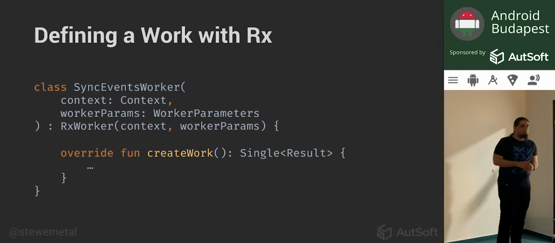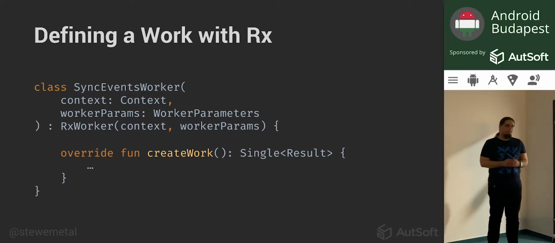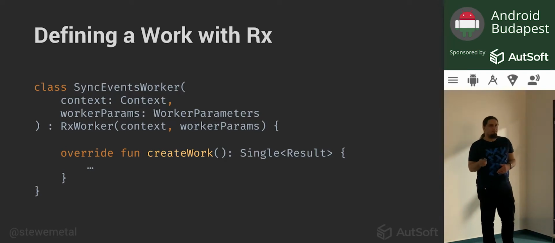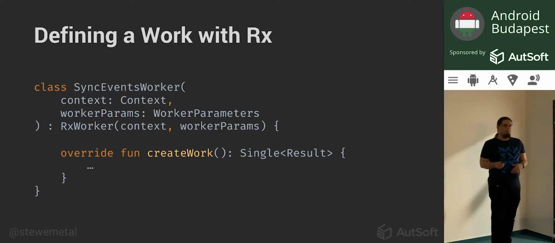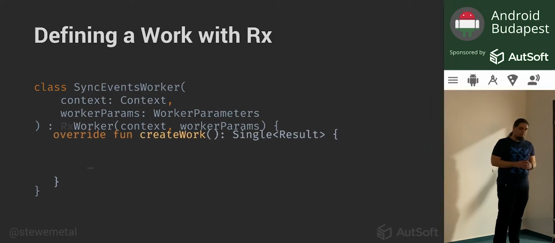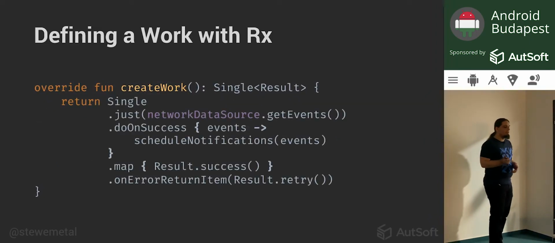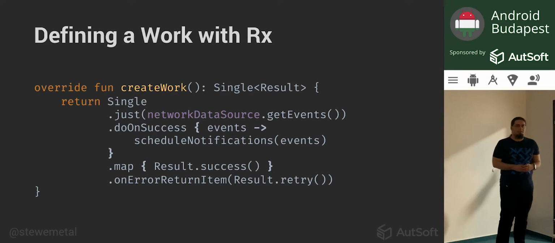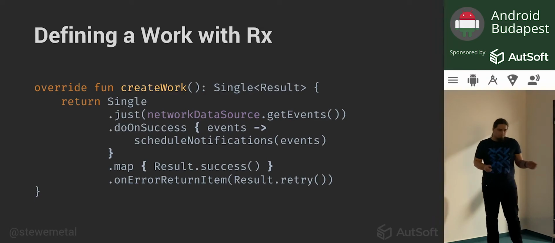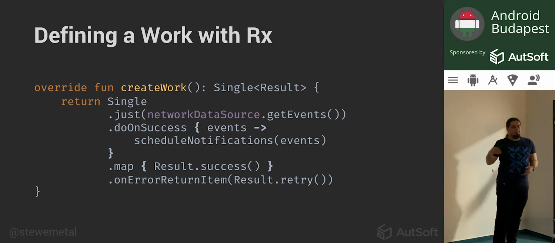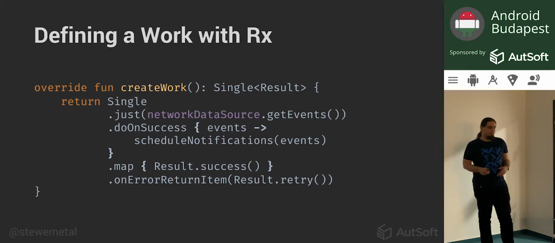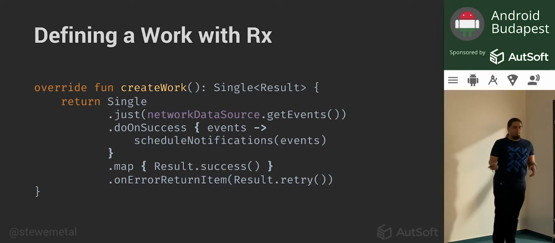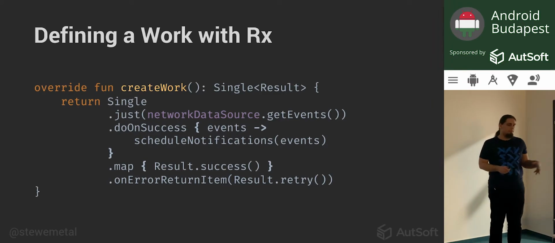There is also Rx support in WorkManager. We have to inherit from RxWorker, and instead of the doWork method, we have a createWork method here, which returns a Single of Result. And here's a good example of what we can do by building on the previous example. We get the events from the network data source. On success, we schedule the notifications, which we get by using Single. And if everything's all right, we map the result to result.success. If some error occurs, we map the result to result.retry.